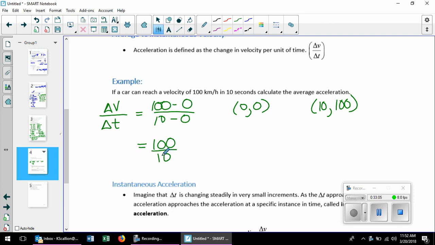The units are different. So your answer is not 10 here. This is kilometers per hour, and this is in seconds. So we're going to do some unit changes. Acceleration is usually done in meters per second squared. Right? You remember this from physics? So let's change it. If I need to change 100 kilometers into meters, how many meters is that?